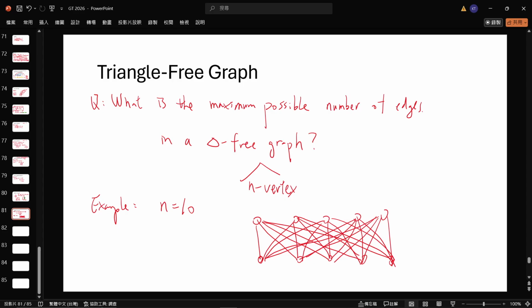How did you see that it has no triangle? Exactly. Because there's no edge between any 2 of them in the upper set. Similarly, for the lower set, there's no edge connecting any 2 vertices in this lower set. So this is triangle free and has 25 edges.